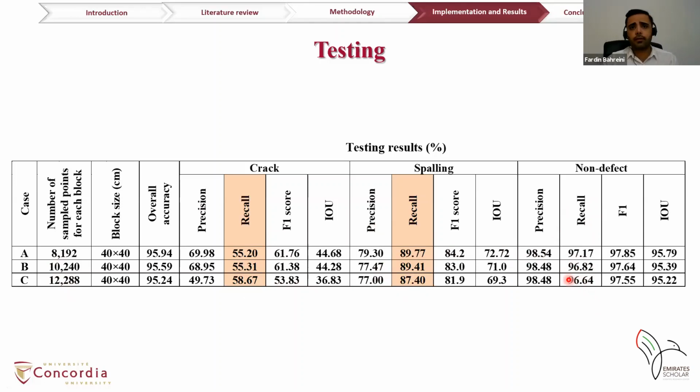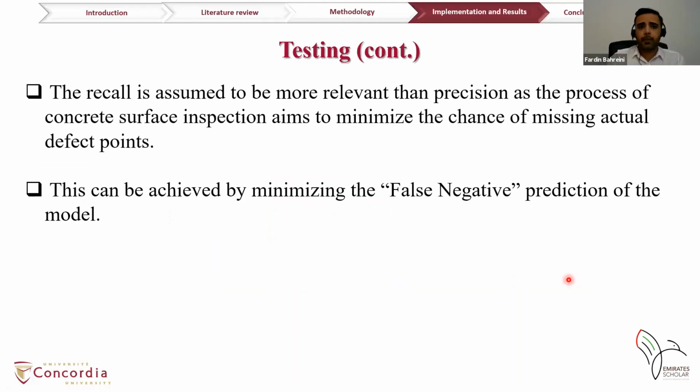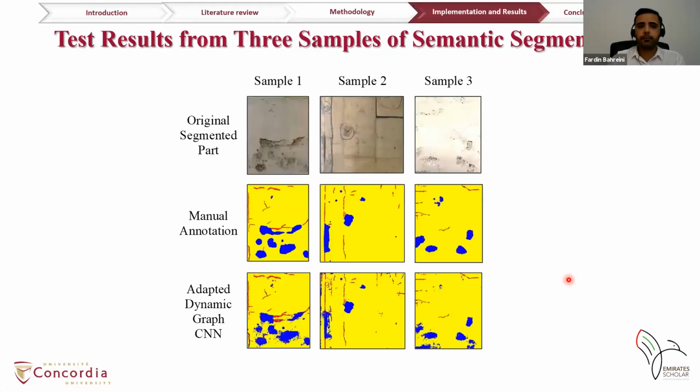This is because sometimes increasing the number of points can cause overfitting of the model. In this paper, the recall is assumed to be more relevant than precision, as the process of concrete surface inspection aims to minimize the chance of missing actual defect points, and this can be achieved by minimizing the false negative predictions of the model. This figure shows the test results from 3 samples of semantic segmentation.